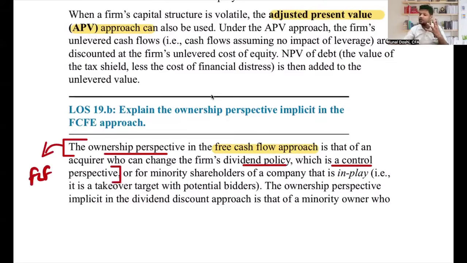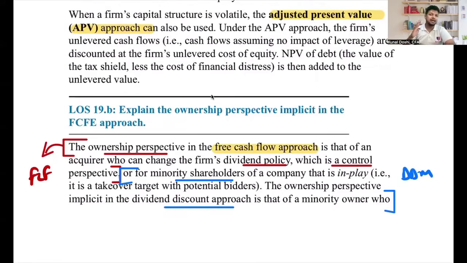However, if you're valuing the company from a minority stake, where you're going to buy some of the shares of the company, in those cases, you can use the dividend discount model. Remember: the dividend discount model from a minority point of view, and from the controlling point of view, the free cash flow approach.